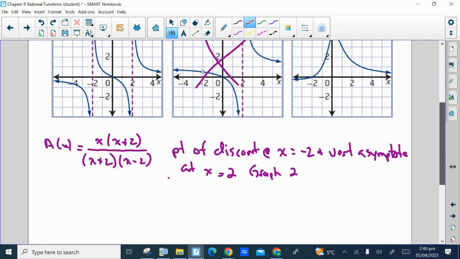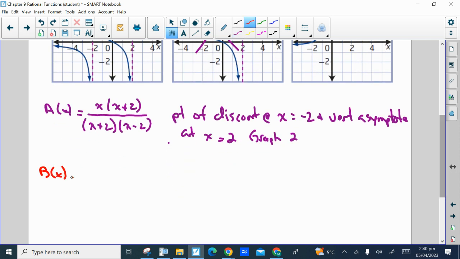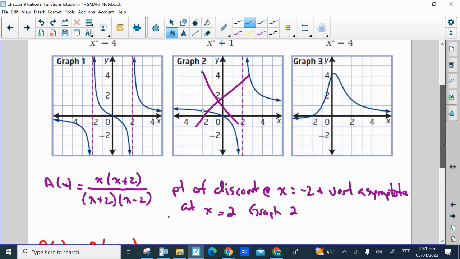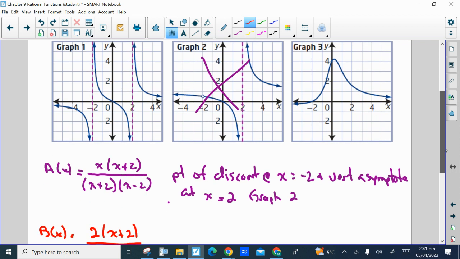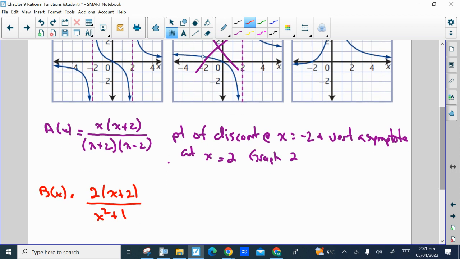Now, b of x, there's a common factor of 2 on top, but there are no factors on the bottom. You can't factor a sum of squares. Also, there are no non-permissible values for that either, because no matter what x equals, if you square it, you're never going to get negative 1, which is what you would need to get 0 on the bottom. So there are no restrictions on the domain, which is graph 3. Graph 1 has restrictions. It has 2 vertical asymptotes, but graph 3 doesn't.